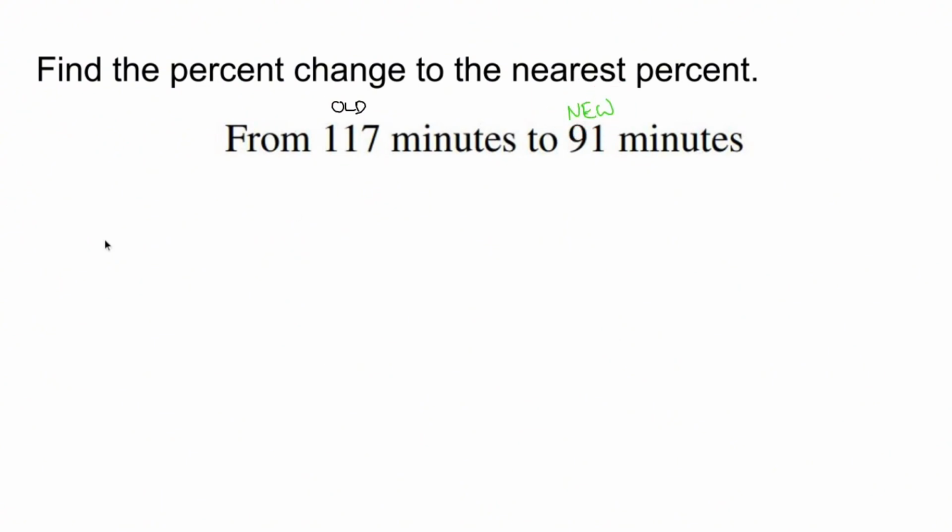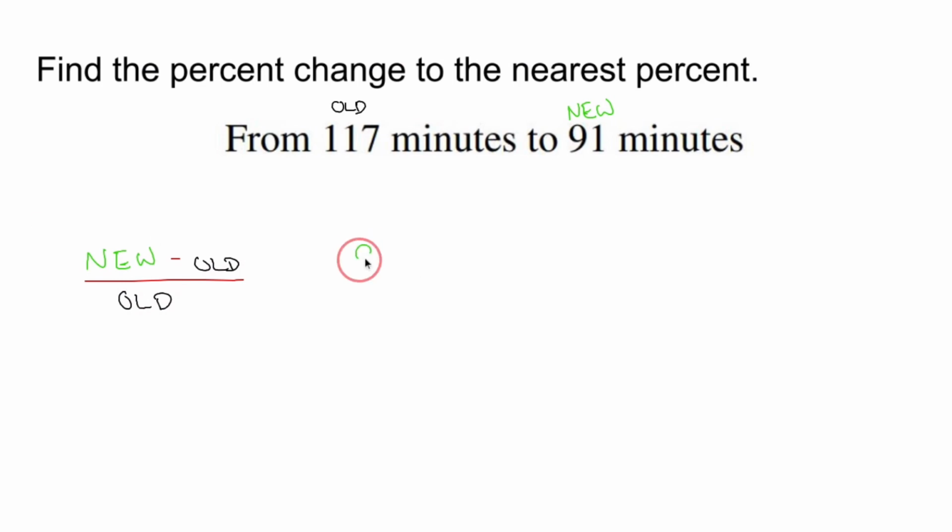Now, the equation that we're going to use here is we're going to take the new value that we have, subtract away the old value, and then once we do that, we're going to take that number and divide it by the old value. We'll get a decimal, and we'll deal with that when we get there.